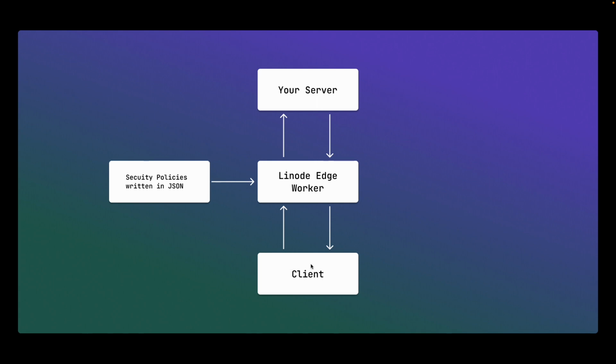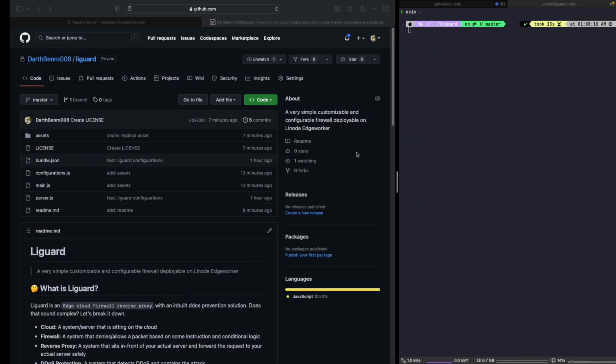The client makes an HTTP request that goes or triggers the Liguard first. The security rules and policies are checked and the request is then passed to your server. And the same happens when your server responds with a response, right?